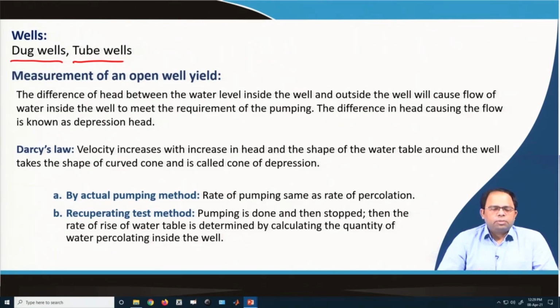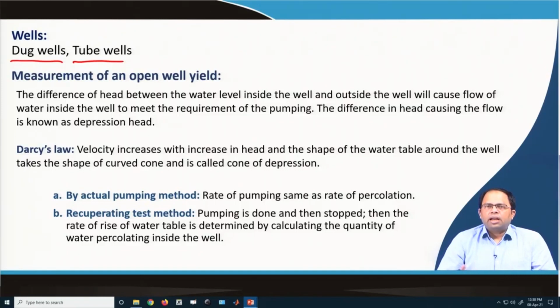There are different methods, of course, but first of all I would like to say that the difference of head between the water level inside the well and outside the well will cause flow of water into the well to meet the requirements of pumping. Whenever you dig a hole in the ground, or a well in this particular case, the water table in the surrounding soil and the water table inside the well would be at the same level. Now, if you start drawing water from the well, either by means of a pump or by just using buckets or other containers, the water level in the well goes down, and when it goes down, then what happens?